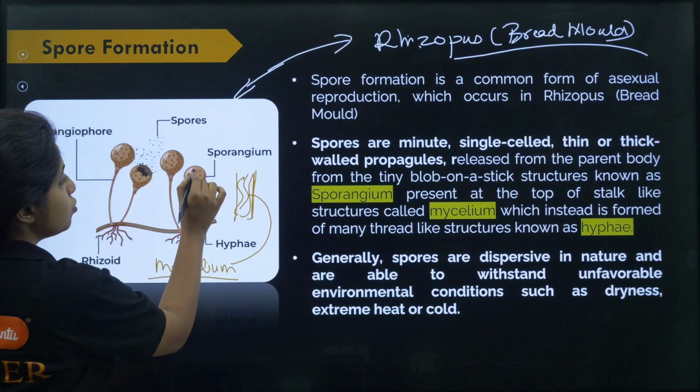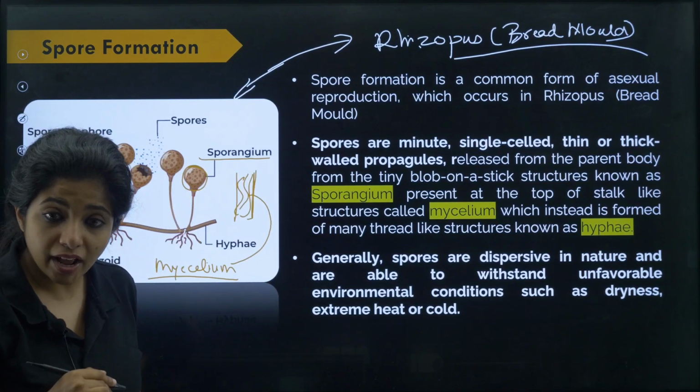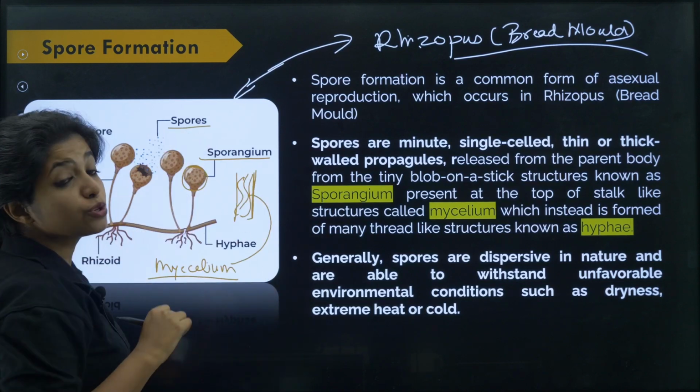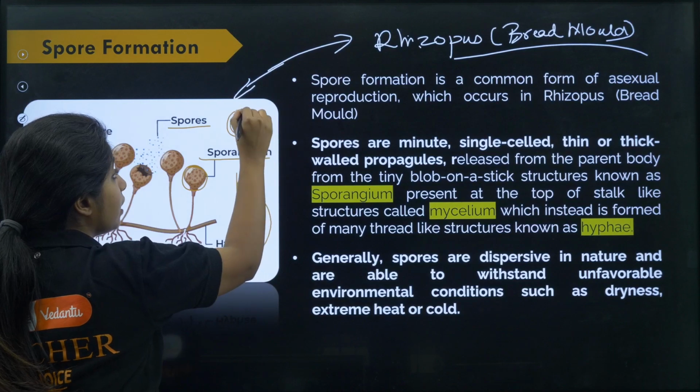Now at the top of the mycelium you see this blob-like structure, you call this a sporangium. What do you call it? Sporangium. Inside the sporangium, what do you have? Spores, my dear children. And the spores have a cyst around them. They have a protective covering around them.